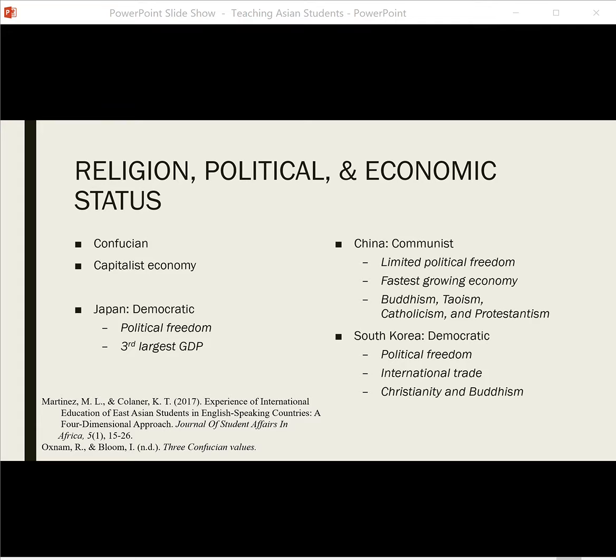All three are also capitalist economies. So that means that the capital goods are owned by private individuals and businesses, so they work on the supply and demand. Japan is very democratic. They have all the political freedoms, speech, assembly, press. They're also the third largest GDP, gross domestic product.